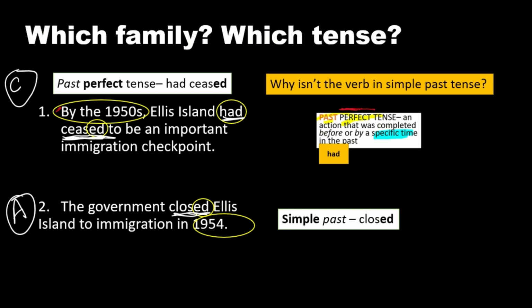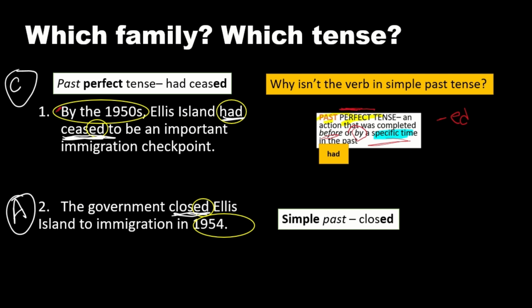So for all of the perfect family, past, present, and future, the verb ends in ed. But more importantly, what we know about past perfect tense is that it's an action that was completed before or by a specific time. Look at our sentence. By the 1950s, that is your flag letting you know we have the by a specific period of time already checked off on our list, and we know that this is happening in the past, so it's giving us the specific time that something happened by.